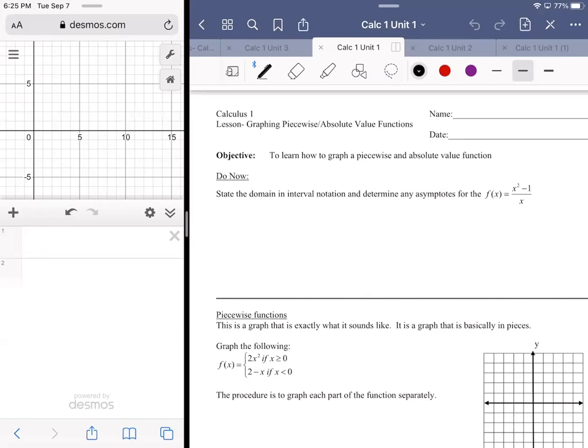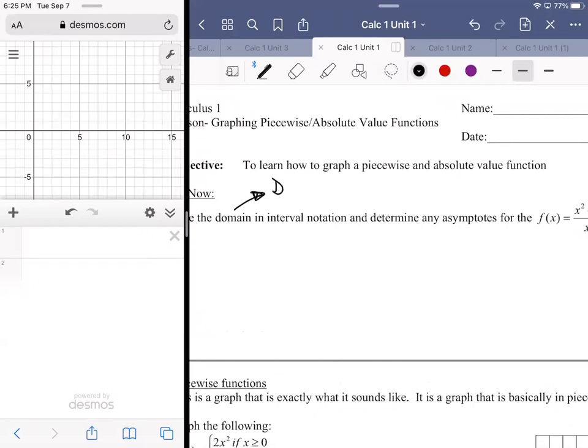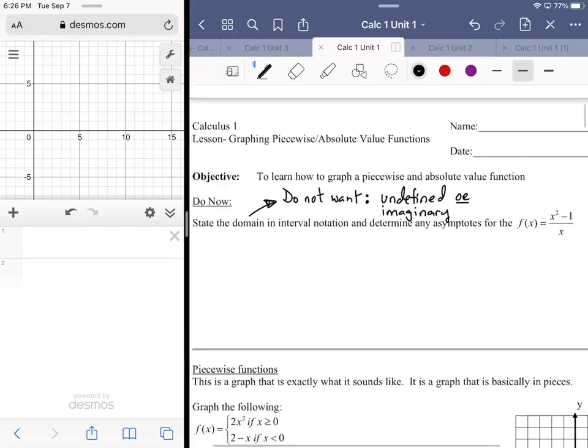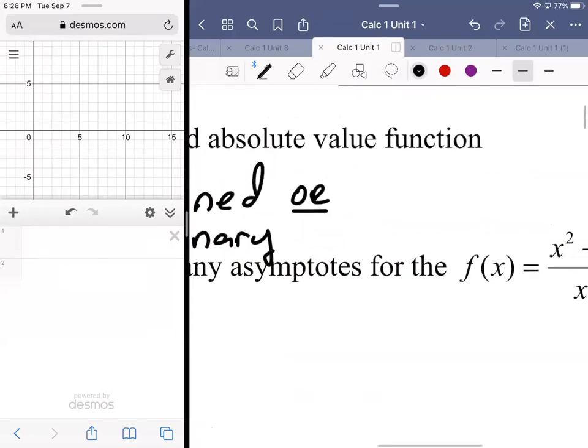All right. So let's start off with the domain. Just a quick review. When you're talking about domain, the two things that you want to keep in mind, at least at this stage of the game, is we don't want the equation to be undefined, and we don't want it to be imaginary. All right, we don't want undefined or imaginary.